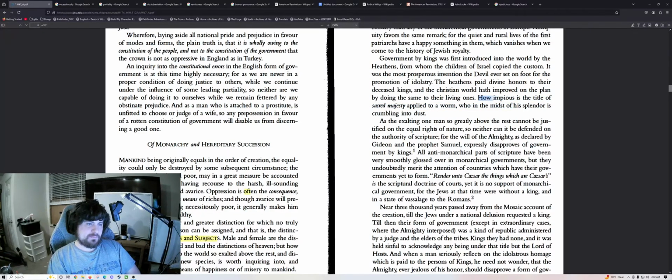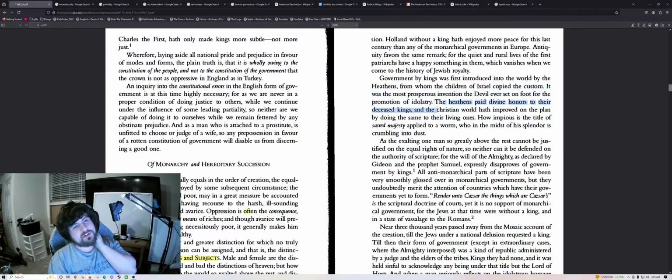How impious is the title of sacred majesty applied to a worm, who in the midst of his splendor is crumbling into dust. This is such a good line.